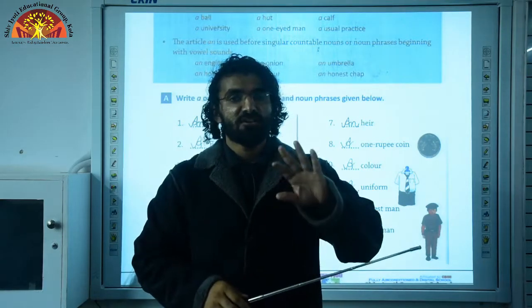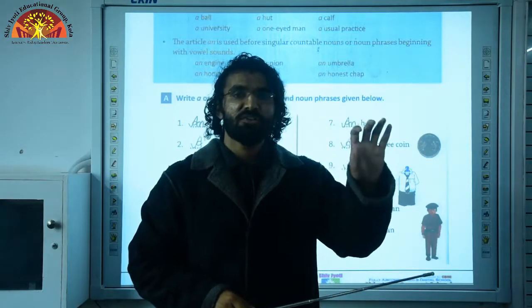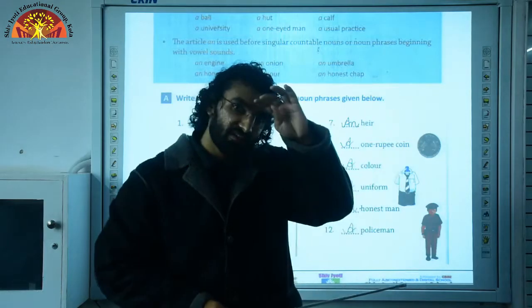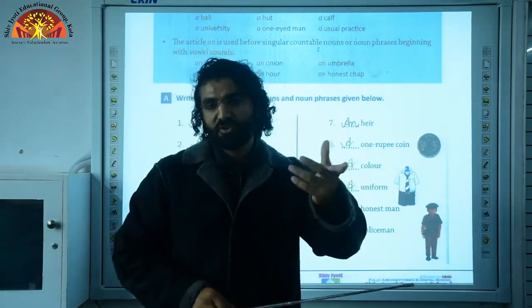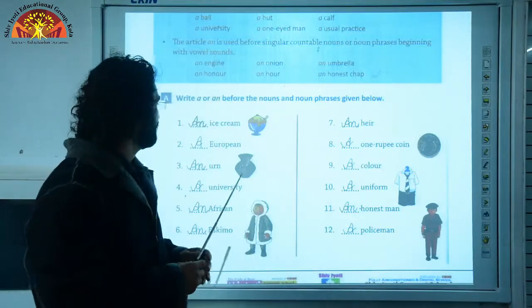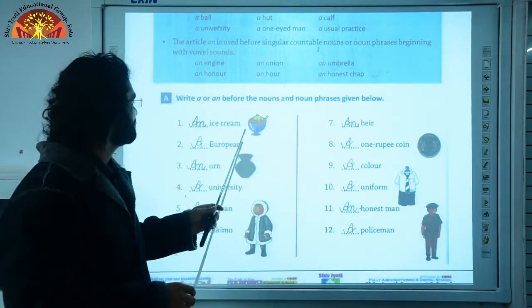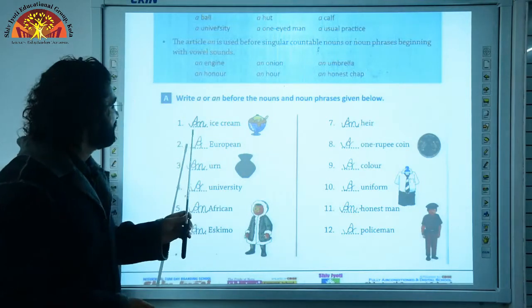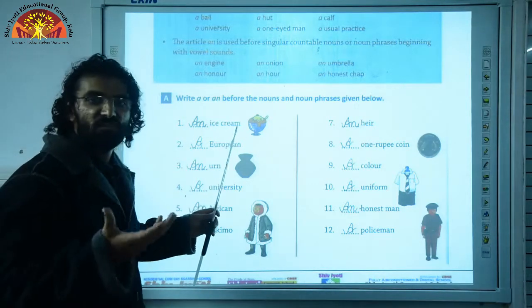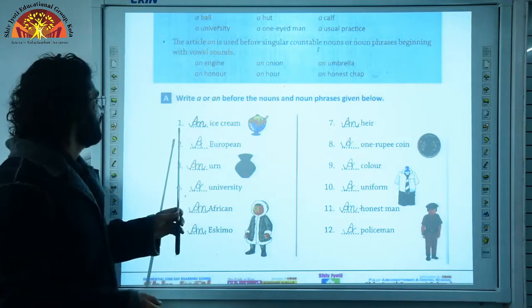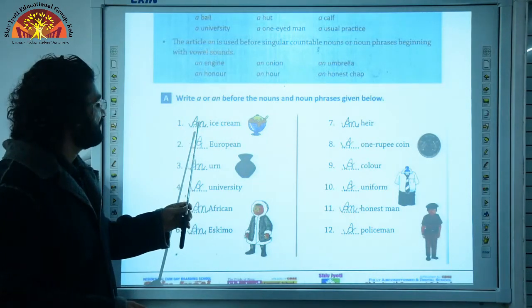And for the words that begin with a vowel sound, we will use the article "an" there. So A, E, I, O, U, you remember? First word that we have is ice cream. What is this? Ice cream. Which one is your favorite flavor? Ice cream, an ice cream. We are going to use this article "an" here.